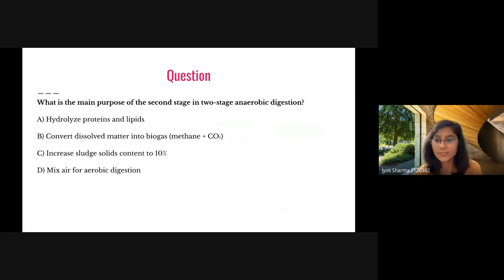I think this is easier now because we already know that we have two steps. The first step will convert complex molecules to simpler ones, and in the second stage those simpler molecules will give you methane-like biogas. So yes, B is the right answer. Whatever dissolved matter you have will be converted into biogas, and that biogas will be used for energy recovery.